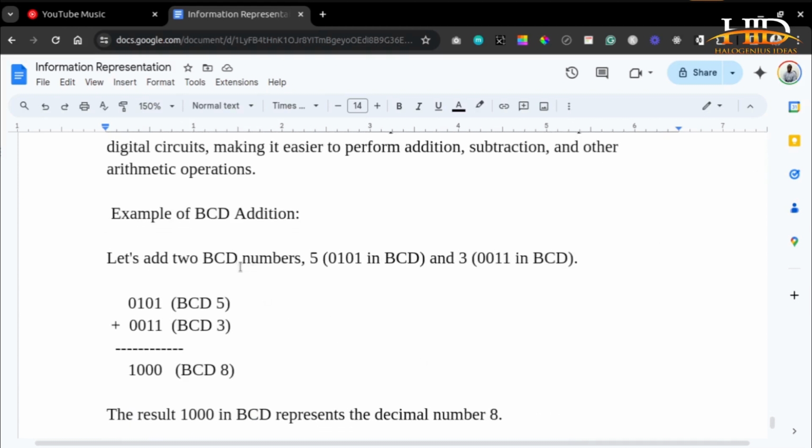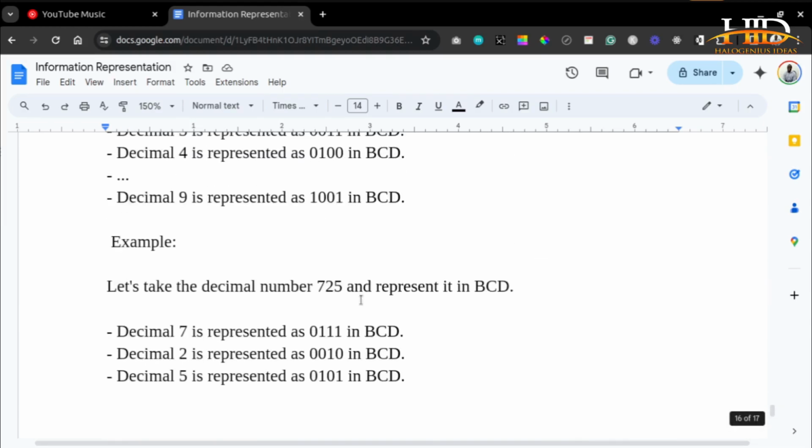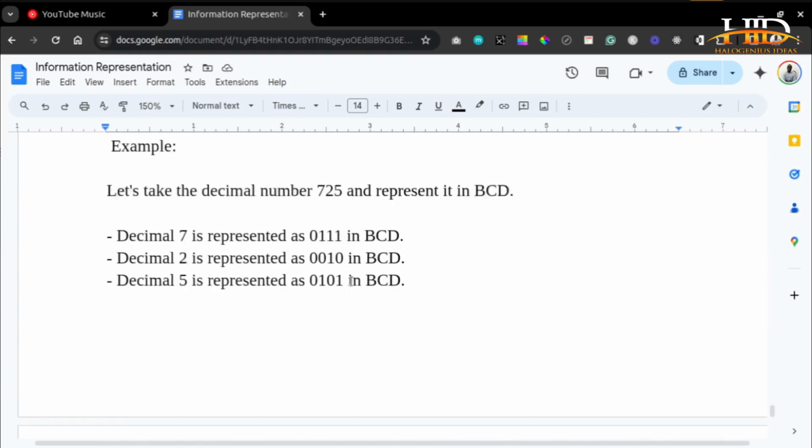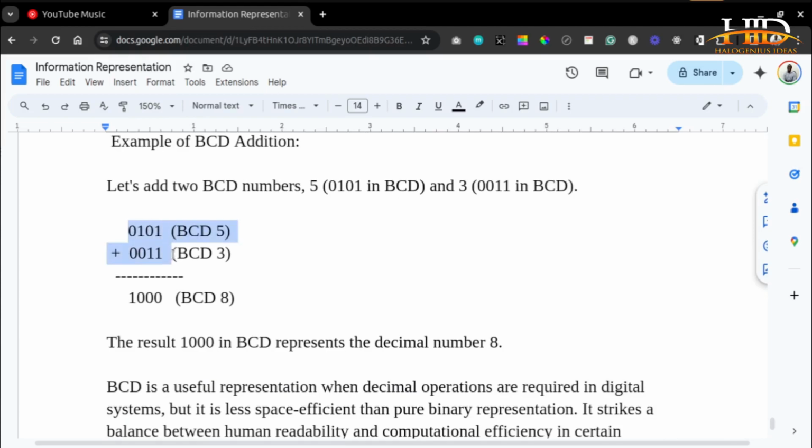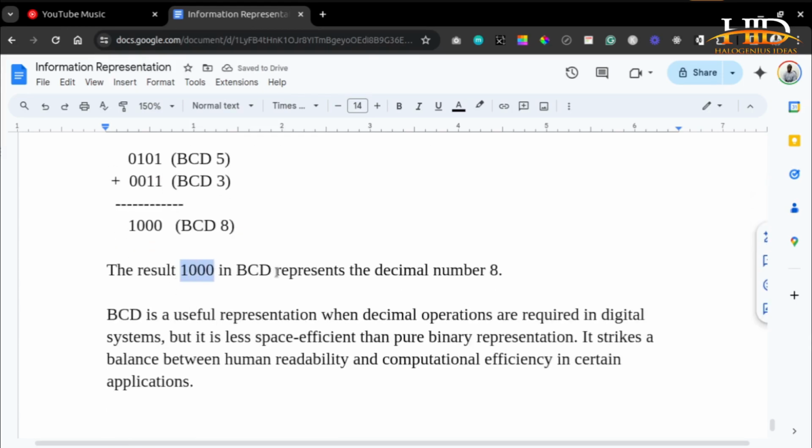So if we want to add two BCD numbers together, for example, 5 and 3, 5 in binary coded decimal is this because 4 is going to be 0100. So as for 3, this is what we have here if you remember very well for 3: 0011. So just bring the two together, add them together, and you get 8, which is the result in BCD.